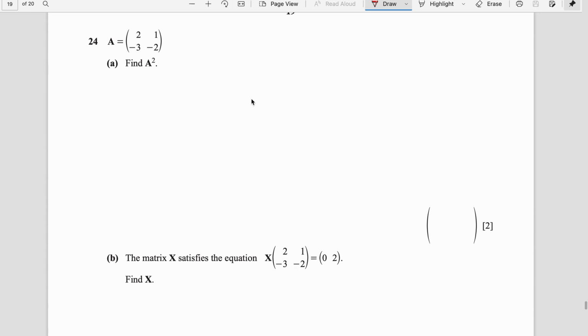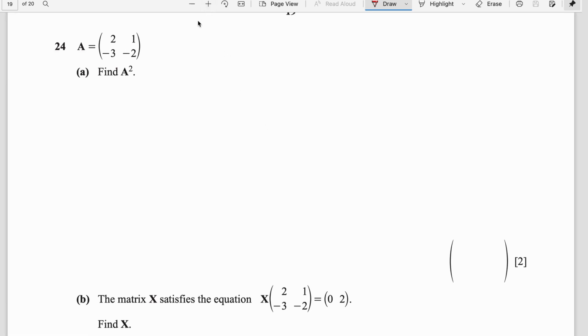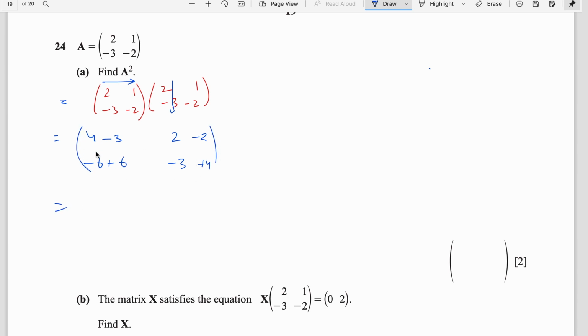Question number 24, matrices. Now those of you who are appearing in 2025, you don't have to do this. A square: [2, 1; minus 3, minus 2] times [2, 1; minus 3, minus 2]. Without going into much detail, I'll just be solving it. It's a past paper. So 2 times 2 is 4, 1 into minus 3 is minus 3. So 4 minus 3, 2 minus 6 is minus... 2 into 1 is 2, minus 3 into 2 is minus 6, and minus 2 into minus 3 is plus 6. Minus 3 plus 4. Row into column. Then simplify. This is [1, 0; 0, 1].